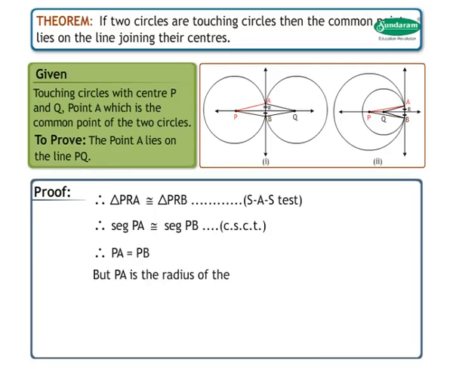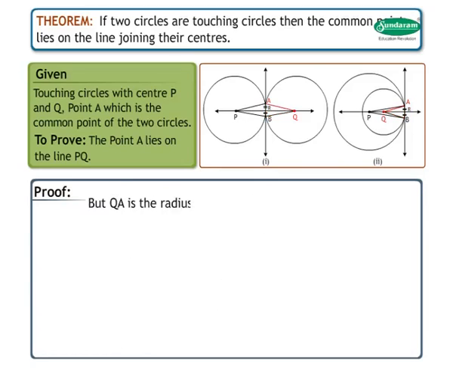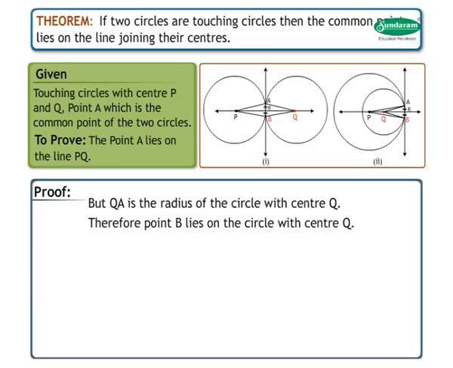But PA is the radius of the circle with center P. Therefore, the point B lies on the circle with center P. Similarly, we can prove that triangle QRA is congruent to triangle QRB. Therefore, QA is equal to QB. But QA is the radius of the circle with center Q. Therefore, point B lies on the circle with center Q.